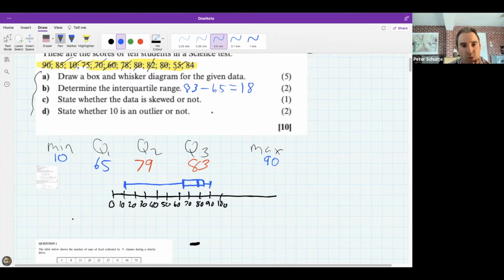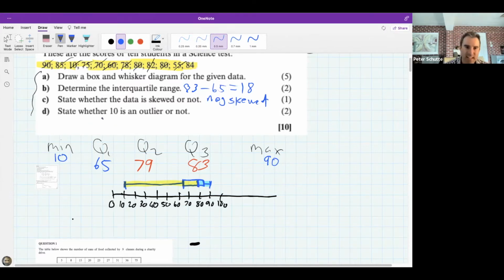What about data skewness? Is this data skewed or not? And is it skewed to the left or to the right, positively or negatively? So this data set is skewed to the left, or we could say it's negatively skewed. And that is because the lower 50% of the data is much more spread out than the top 50% of the data. All right, things are looking good, guys.